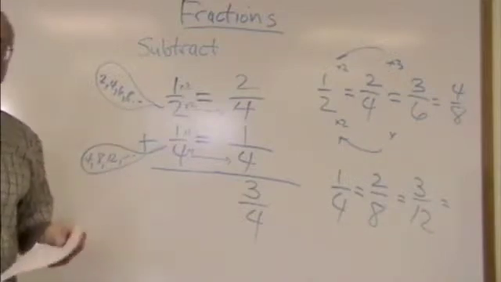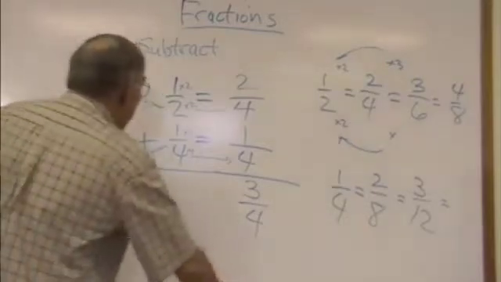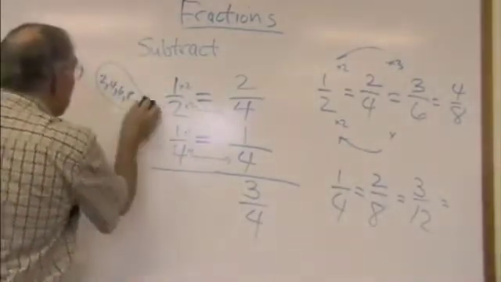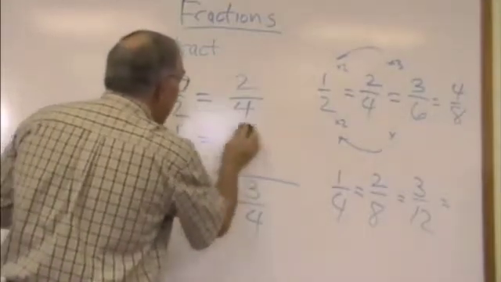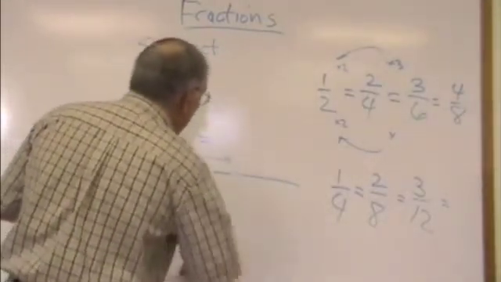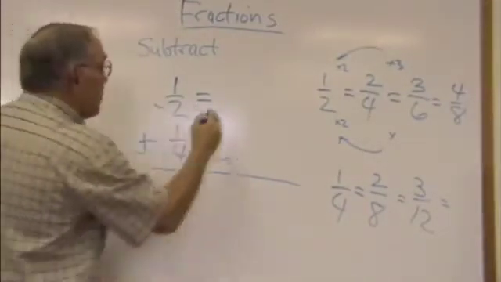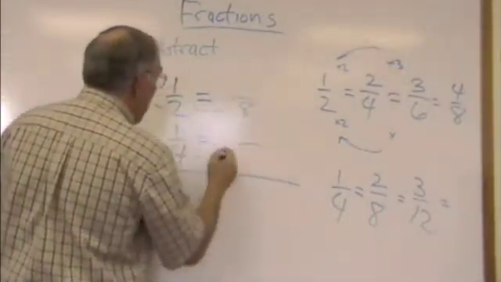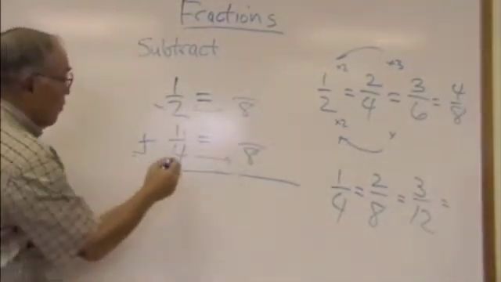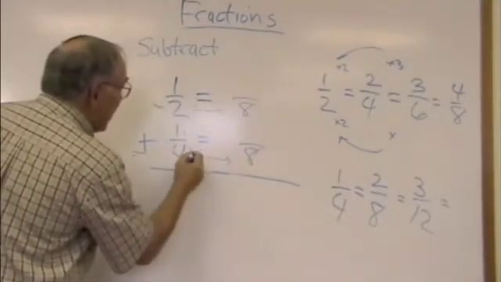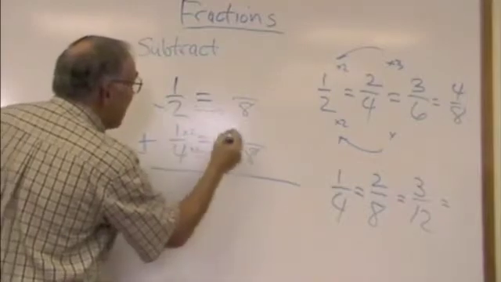There's one other way you could find the common denominator if you got confused with some of this. Let me erase this. You could just multiply these two denominators together. 4 times 2 is 8, and we're going to put an 8 there. Now what's the top number going to be? Well, to change 4 into an 8, we had to multiply it by 2. 4 goes into 8 twice, so 2 times 1 is 2.